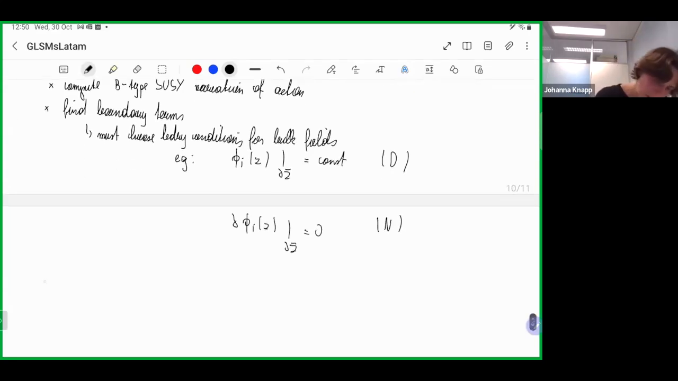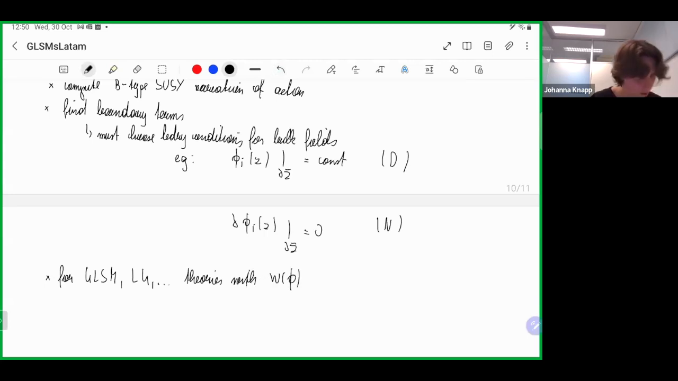So the problem for the GLSM and also for a Landau-Ginzburg model, or more generally theories that have these holomorphic potentials, so theories with a potential W(φ), is that this is not enough.